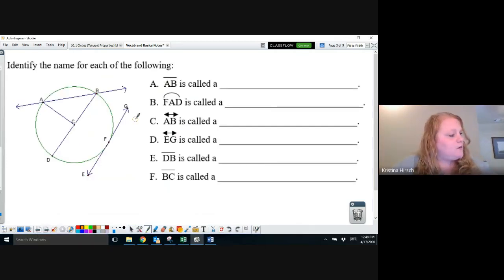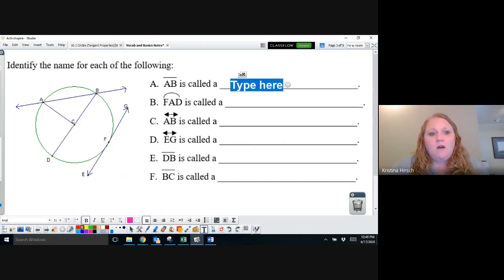So this is similar to what you'll see on page 19 in your packet. So it wants to know AB is called what? Now you'll notice that AB is in 2 places here. This is a segment, this is a line. The segment goes only from here to here and it stops, okay? So that would actually be a chord.